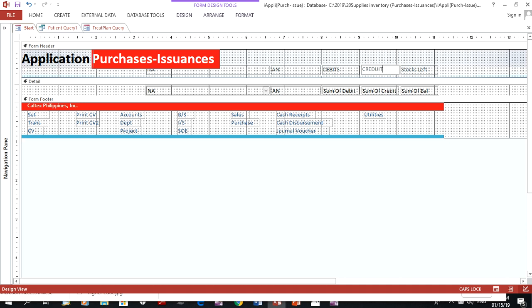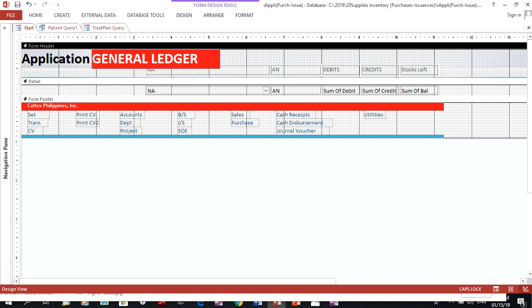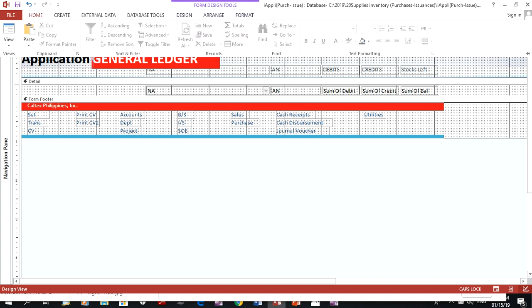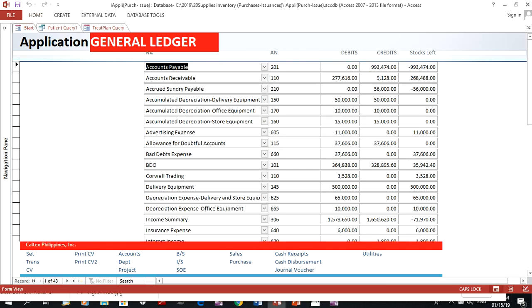in which case this now can be used as a general ledger instead of purchases and issuances. But the principle is all of those in this debit area are summarized per accounts, and all in this credit area are summarized per accounts. The entries come from the transactions over here in a debit credit fashion.